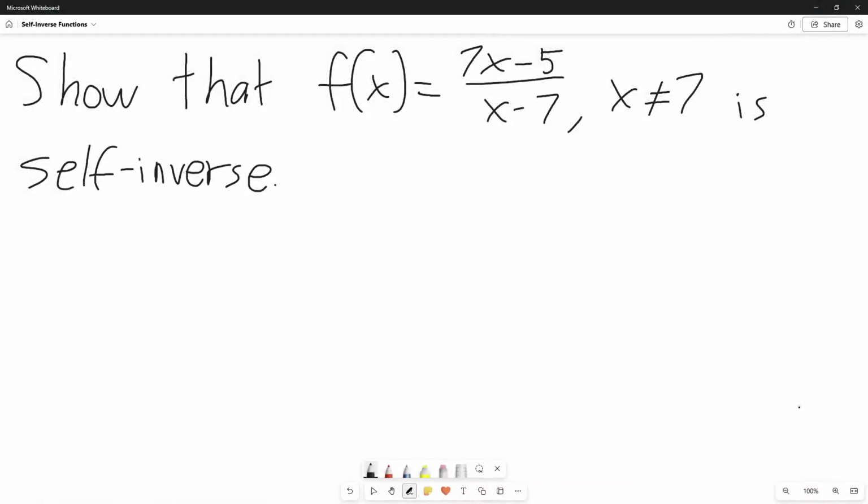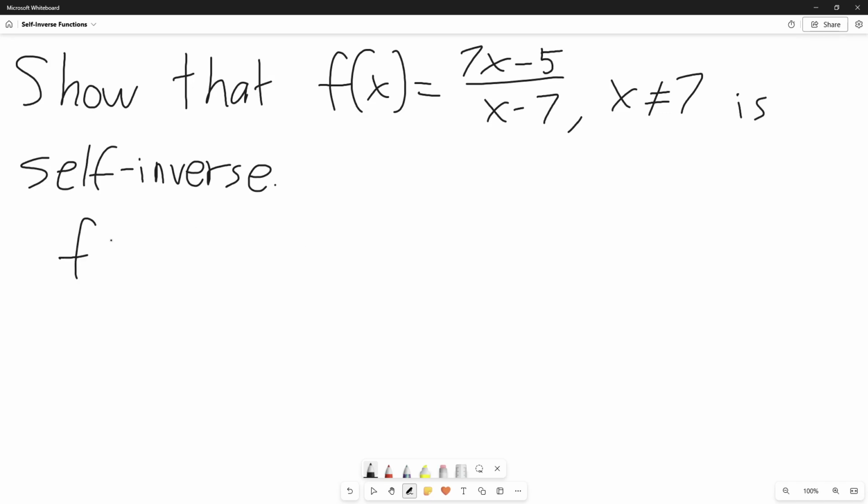Now let's do a practice problem. If you think you can do this one, then pause the video and try it. This one says, show that f of x equals 7x minus 5 over x minus 7, where x doesn't equal 7, is self-inverse. And like I said, you only need to prove that one of the requirements is true, because if one is true, then the other is true. But just for the sake of the video, I'm going to prove both.